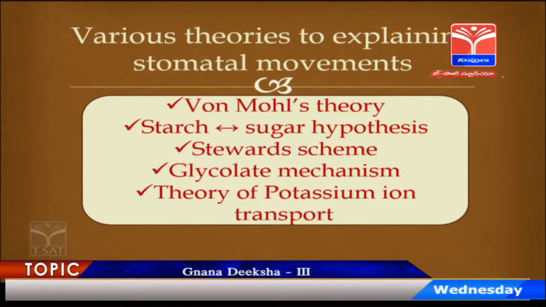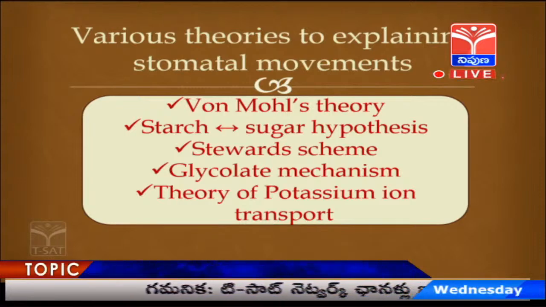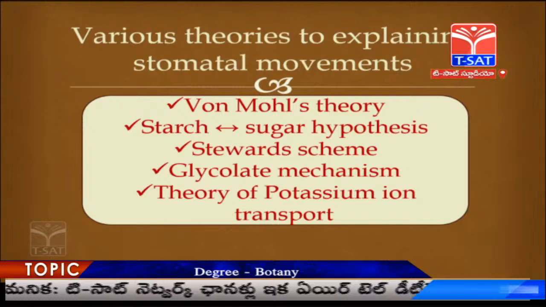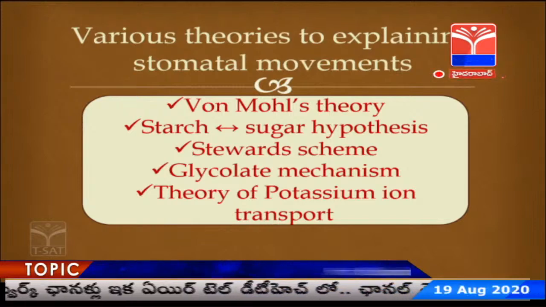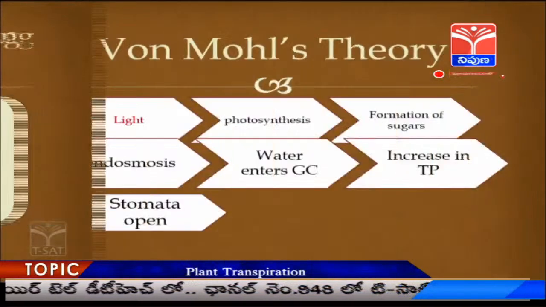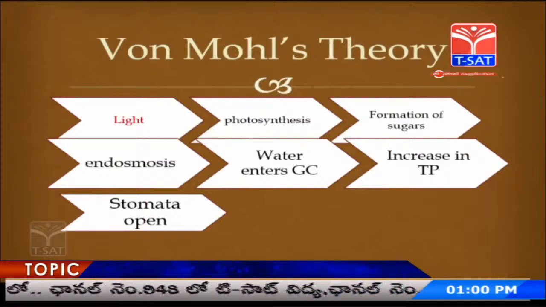You can see on the slide there are 5 theories: von Mohl's theory, the starch sugar hypothesis proposed by Lloyd, Steward's scheme, which is an extension of the starch and sugar hypothesis, then the glycolate mechanism, and then the theory of potassium ion transport proposed by Levitt. Now, we will try to elaborate on them. First, let us look into von Mohl's theory.